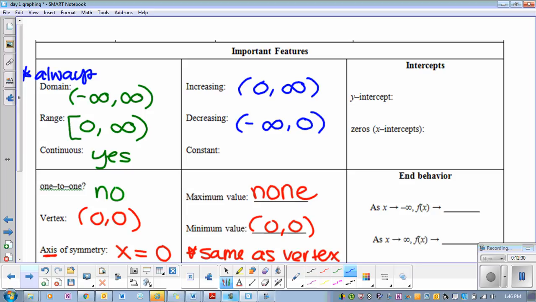Is there a constant interval? Is there a point where it goes straight like this? No. So none. You're never going to have a constant interval with parabolas. Right?